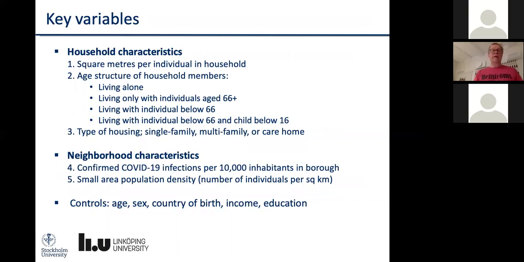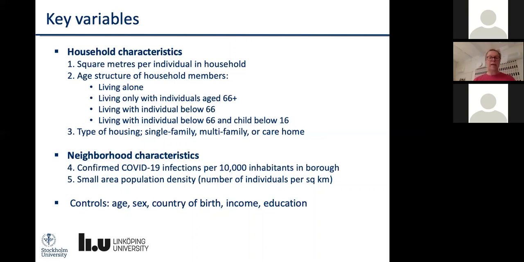So our variable is then square meters per individual in the household. Everybody in Sweden is registered in an apartment. There is an apartment number, a dwelling unit, and there is also information on how big this apartment is. And then we also know the household composition, so we know who is registered to live in the apartment. So you can see if you live alone, if you live with only another individual that is very old, if you live with someone who is younger or a child, and also the type of housing, if you live in a single-family home, multifamily, or a care home.